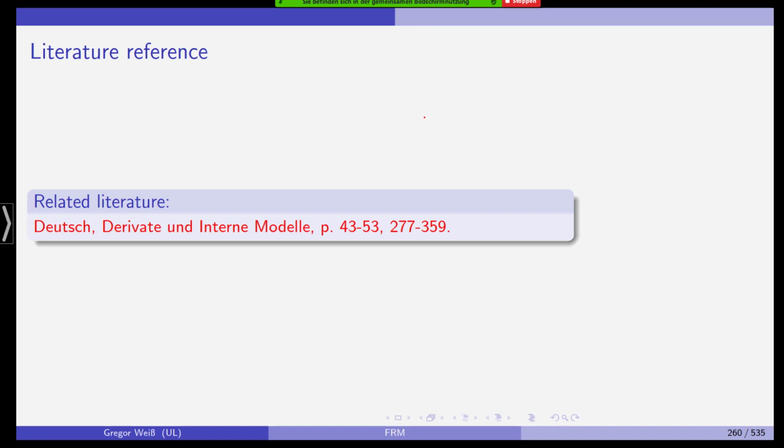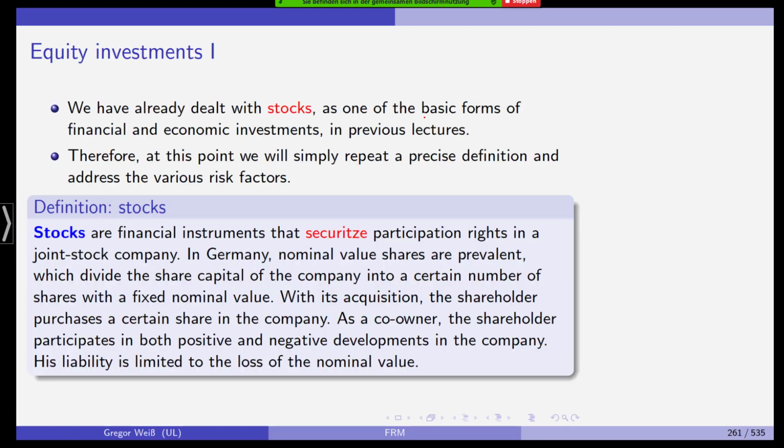This is actually described and shown in almost all good textbooks on financial risk management, but this one is, I think, at this point, quite neat. We'll start with equity investments, in other words, stocks. We've already dealt with stocks at several points in this lecture. You've probably heard about stocks in other lectures as well. I will simply repeat what should be known anyway.